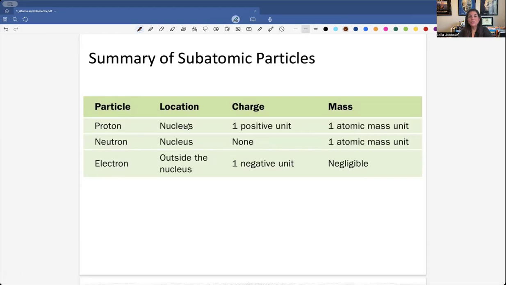Okay, so that's the summary of the 3 subatomic particles that make up an atom: protons, neutrons, and electrons. Protons and neutrons together are found in the center, which we call the nucleus. That's the center of the atom. Protons are positive. Neutrons are neutral.